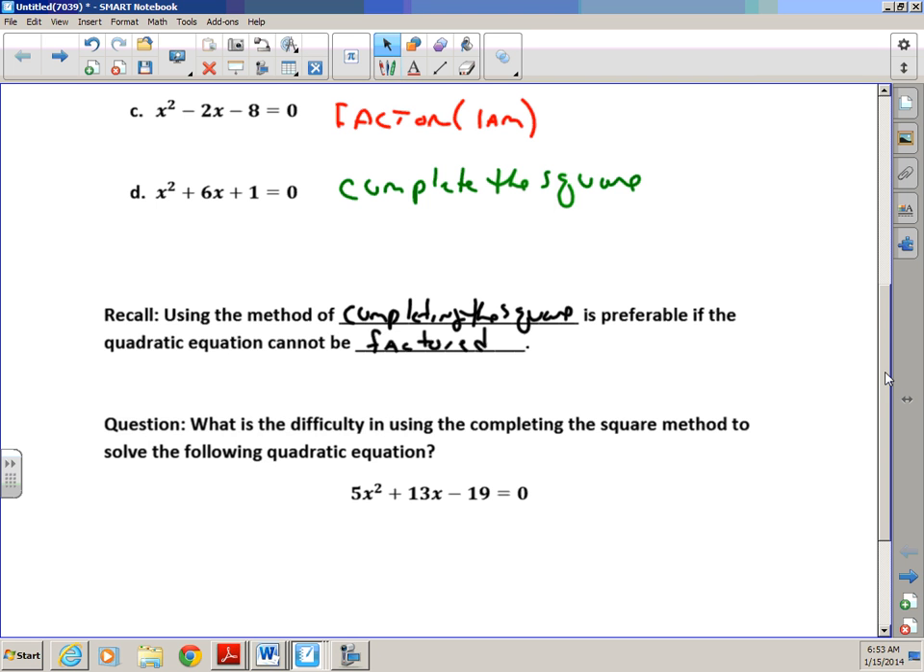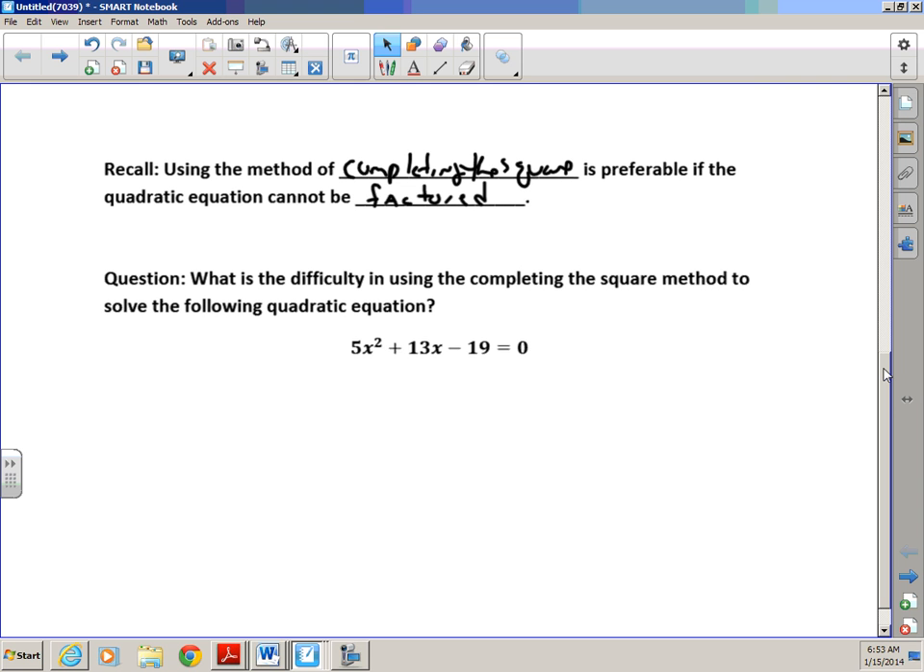Suppose I have the quadratic equation 5x squared plus 13x minus 19. And remember what we said yesterday, we want the coefficient of a to be 1 because that allows us to use that little formula to figure out what the c needs to be to do that. Now, if you look at this quadratic equation, what's the problem here?